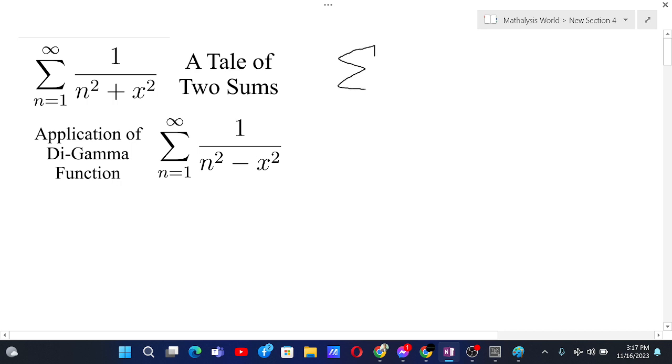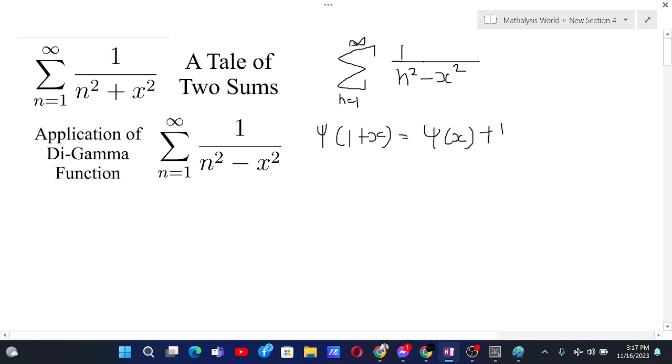So we have the sum from n equals 1 to infinity of 1 by n square minus x square. This is just one of the applications of the digamma function. If you don't know what the digamma function is, here's a general idea. Digamma function of 1 plus x equals digamma function of x plus 1 by x, and the digamma function of x is defined as the derivative of the gamma function by the gamma function.